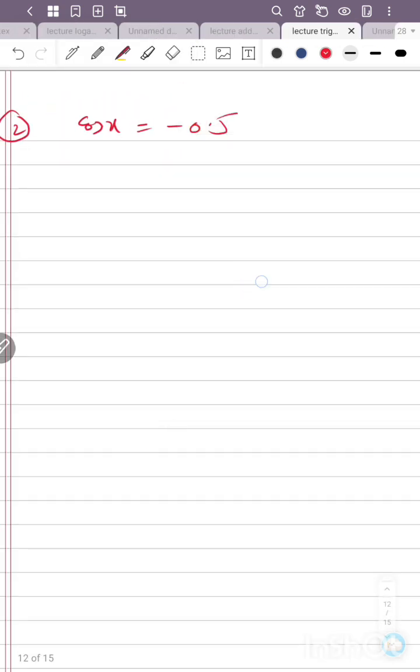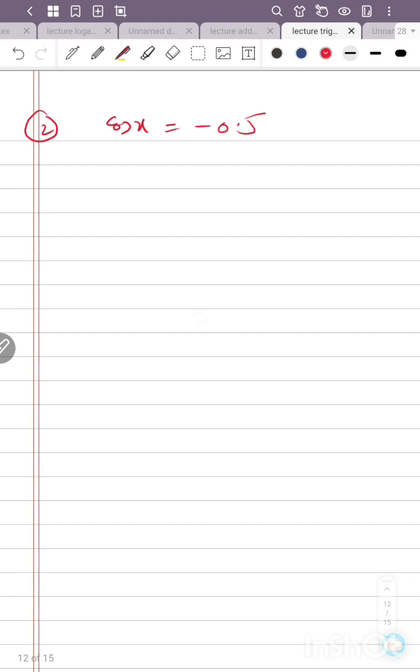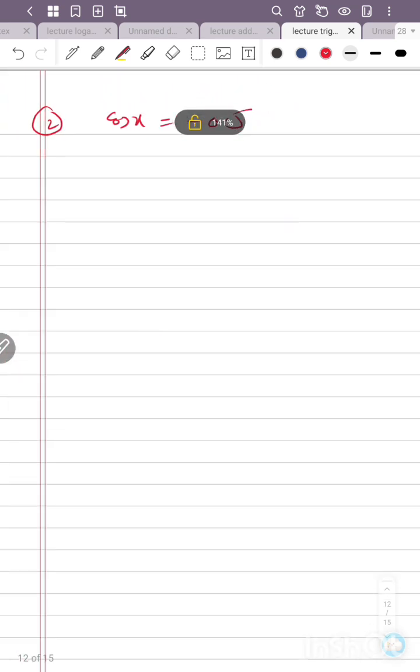Okay, dear students, we have a second question: cos x equal to minus 0.5. First of all, we write it into the form of alpha. We have discussed before why we convert this angle into alpha. Okay, cos inverse 0.5, and we have to ignore the negative sign. A negative sign just shows the quadrant, nothing more. Here we got the answer: alpha is 60 degrees, cos inverse 0.5.